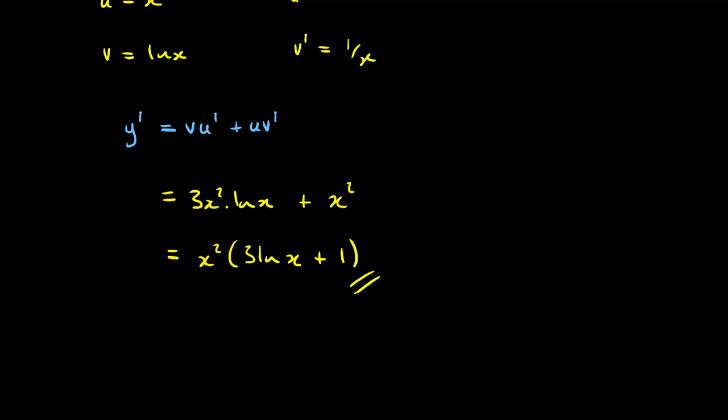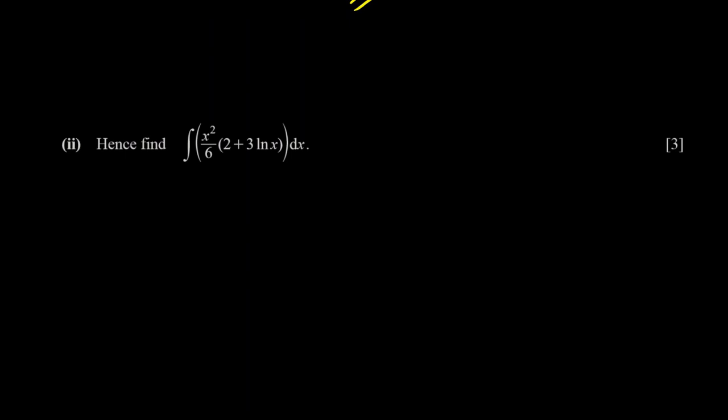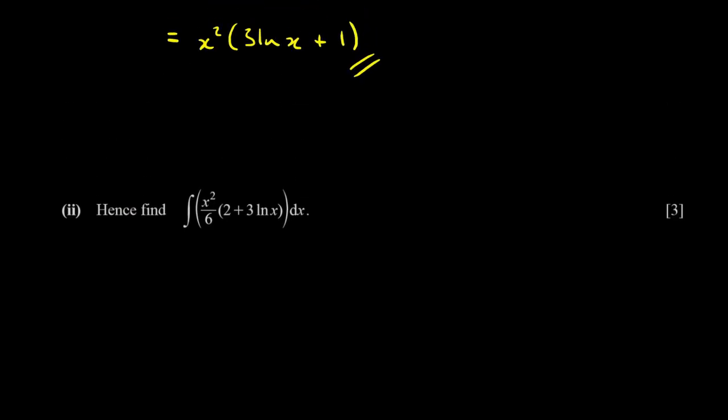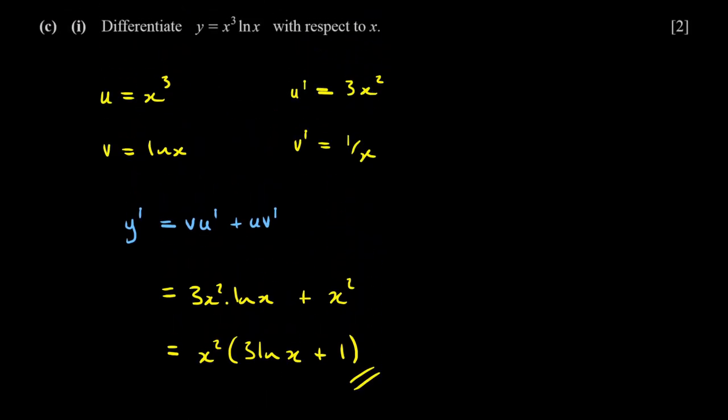All right then, let's have a look at part 2 of this question. Hence, we want to find this particular integral. Now, the key thing here is "hence". That means we've got to use our answer from the previous question. We're going to go back up here. Now, what did we learn? We learned that if we were to differentiate x cubed ln x, then what we would get is this thing here: x squared bracket 3 ln x plus 1. So therefore, if we were going to integrate this thing, then we would get back to where we started, x cubed ln x.